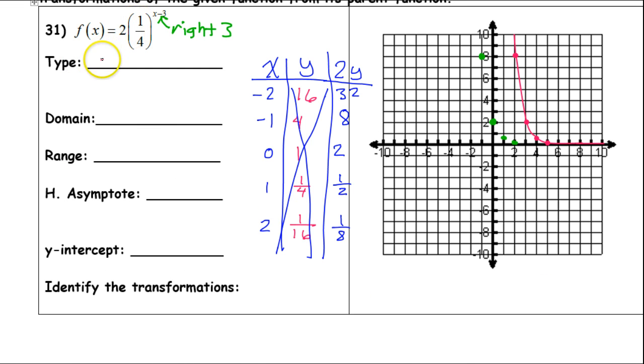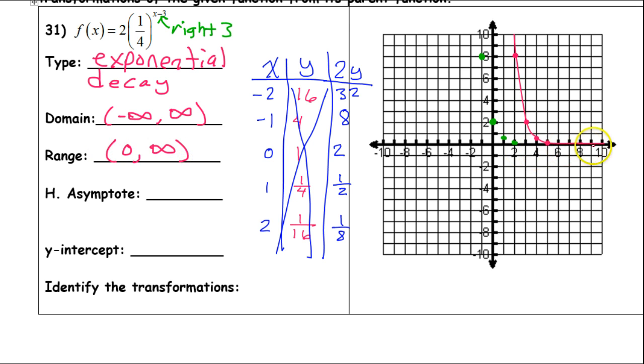As far as type, of course this is exponential. And more specifically, see how it's decreasing from left to right. So this is exponential decay. If it were increasing, it would be growth. Now the domain, it goes left forever and right forever. So that's negative infinity to positive infinity. Now the range is always from bottom to top, the y values. The asymptote is like a floor. So it goes from 0 to infinity.